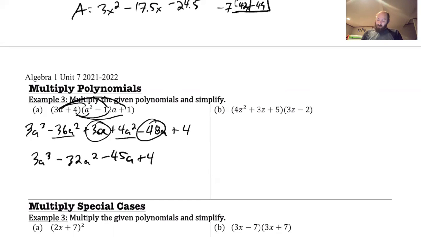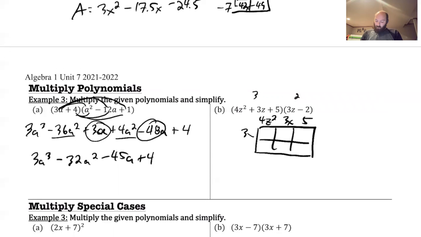For part B, I'm going to do this. That's 3 terms and 2 terms. So for my box method, I'm going to do a 3x2 box. Okay, I've got 4z squared, 3z, and 5, 3z, and negative 2. Write that one a little better. Okay, 3z and negative 2. It's 3 terms and 2 terms. I make a 3x2 box.